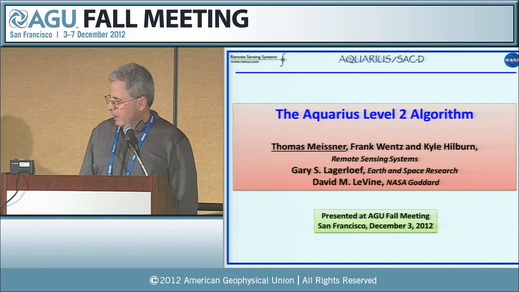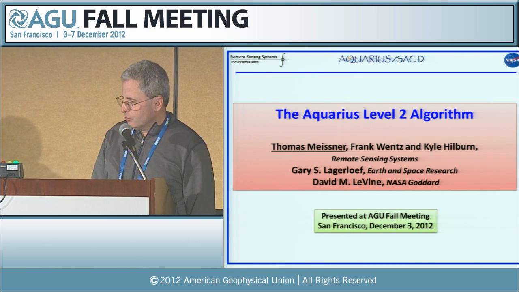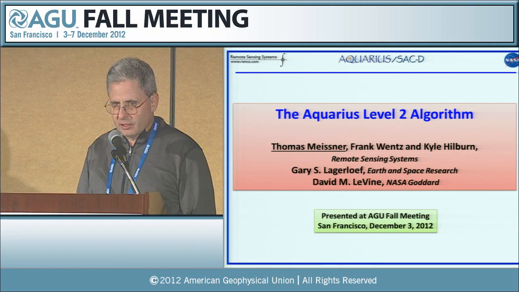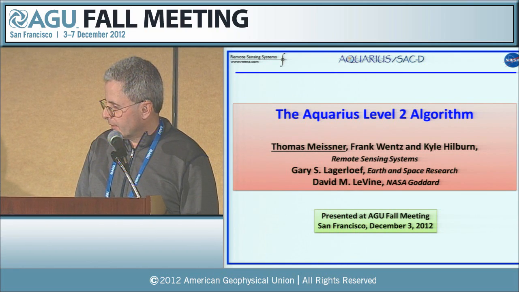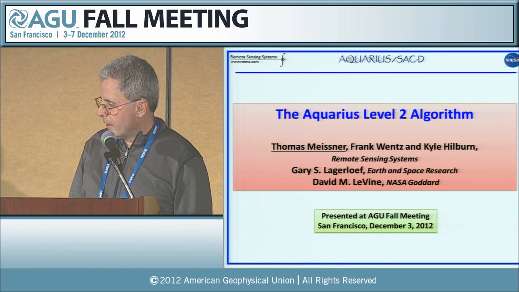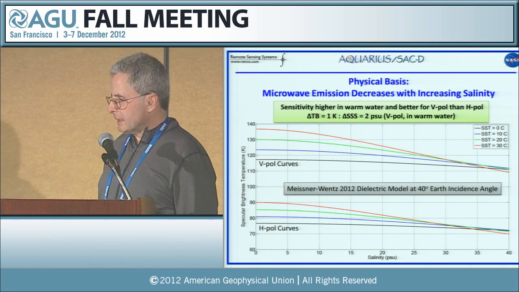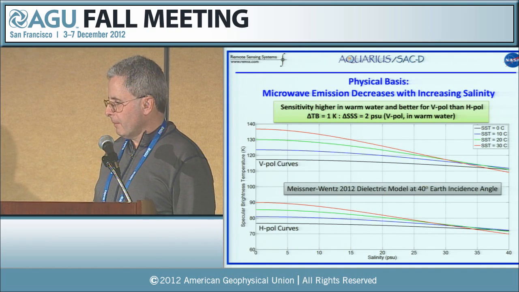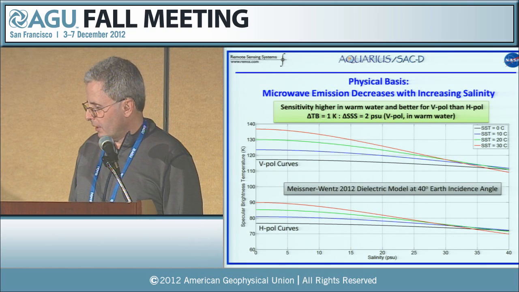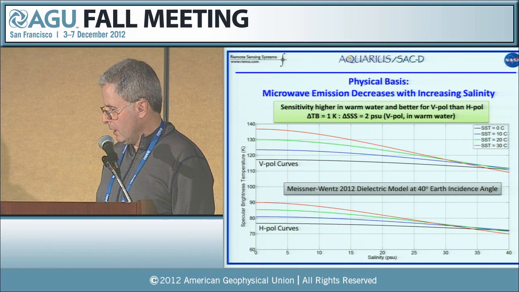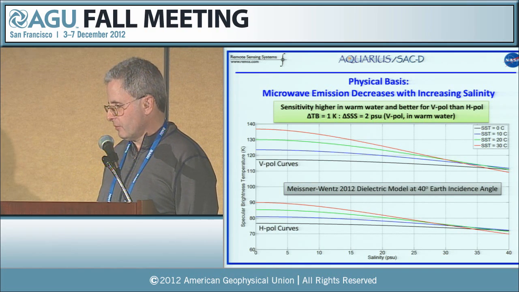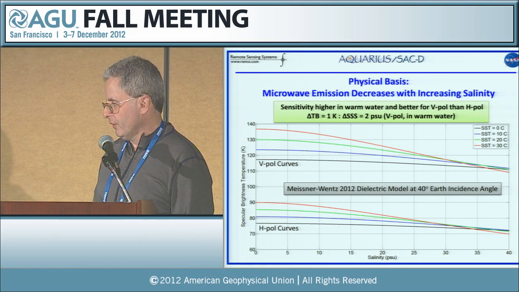Yeah, thank you. I'm talking about the Aquarius Level 2 algorithm, salinity retrieval. Our team at Remote Sensing Systems is responsible for providing that algorithm, and we had input also from Gary Lagerloef and David Levine. Starting out with an overview of the physical basis of the salinity retrieval algorithm, there are those two curves which I show here for V pole and H pole. And it shows the brightness temperature, assuming you have a flat, specular ocean surface.